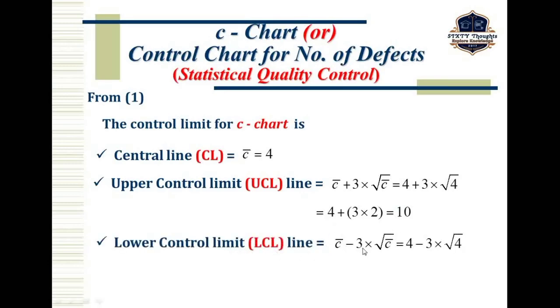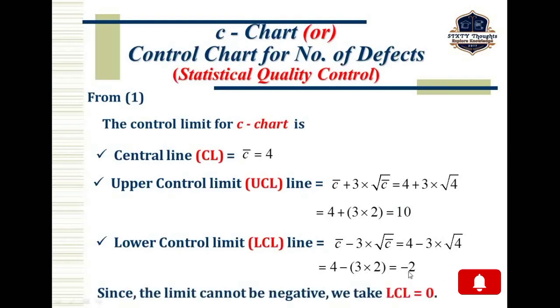Next I am going to find the lower control limit line. That is C bar minus 3 into square root of C bar. So 4 minus 3 into square root of 4. If we simplify this, we get a negative value. So listen very carefully. Whenever we get a negative lower control limit value, we ignore the negative value and consider only positive values. Therefore, we consider the lower control limit value as 0. Since the limit cannot be a negative value, we consider the lower control limit value as 0. Okay. So using these 3 horizontal lines, we draw the graph, right?